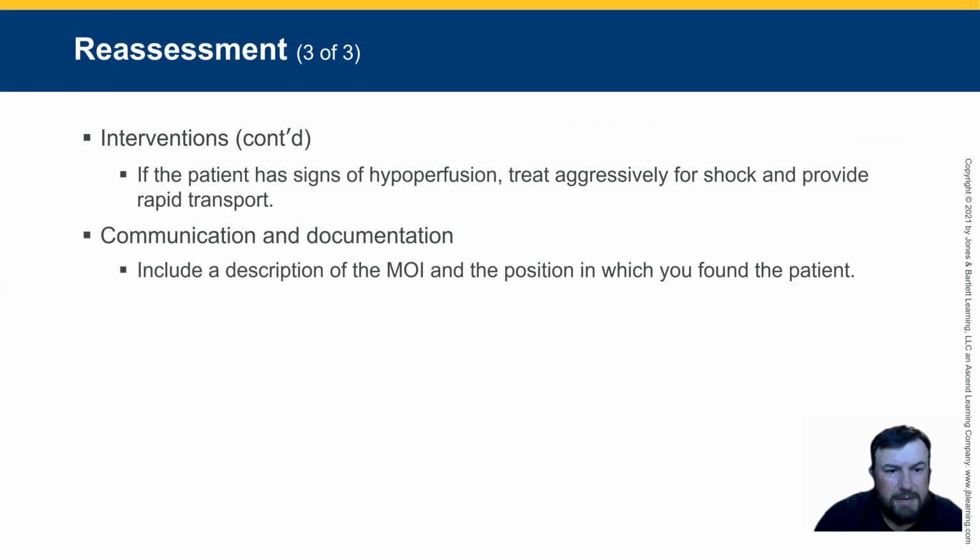Interventions again. If the patient has signs of hypoperfusion, treat aggressively for shock and provide rapid transport. How do we treat for shock? By this point, you should know. We're going to lay them flat, cover them with a blanket to maintain body heat, and apply high flow oxygen with a non-rebreather. Communication and documentation include a description of the mechanism of injury and position in which you found the patient. This is super important too.